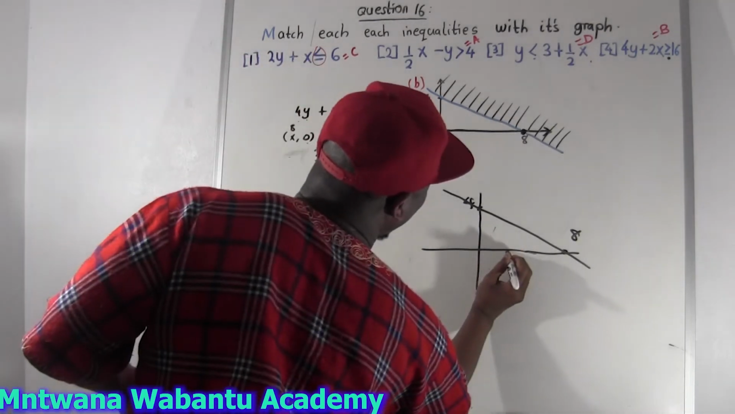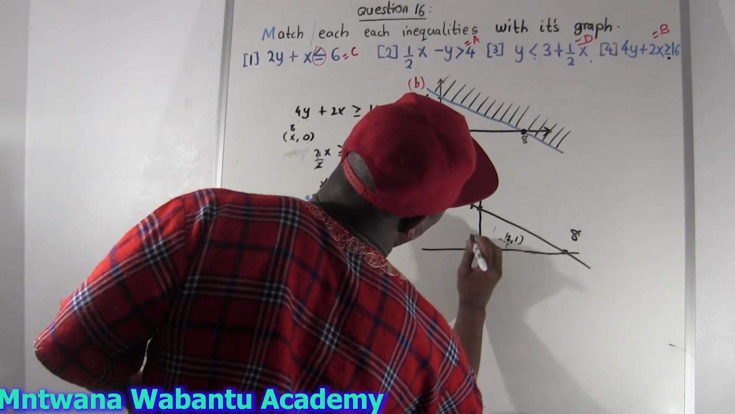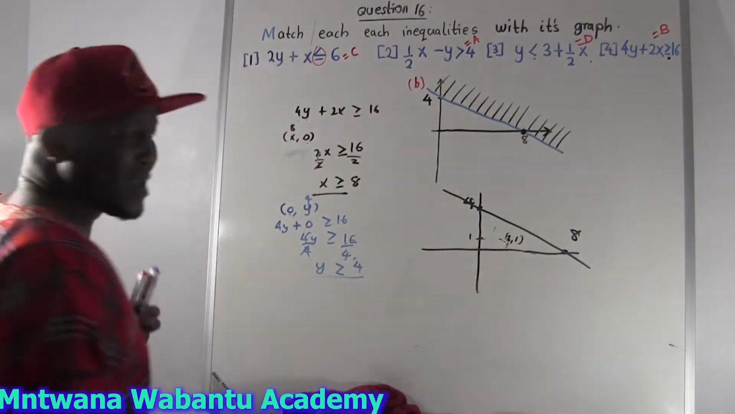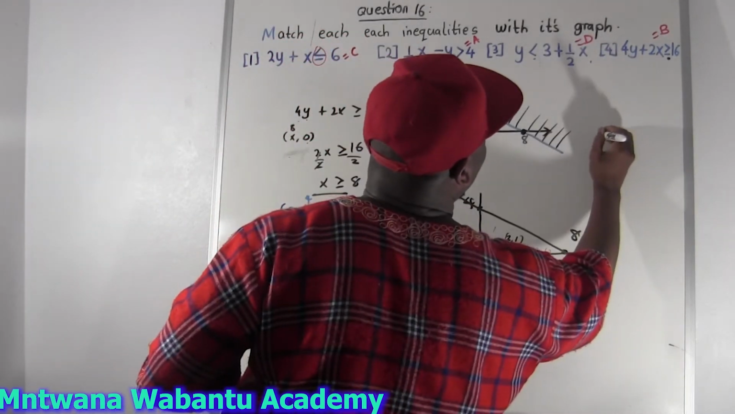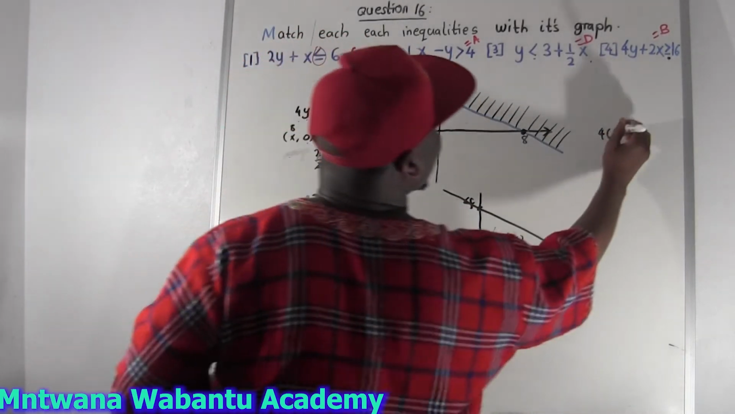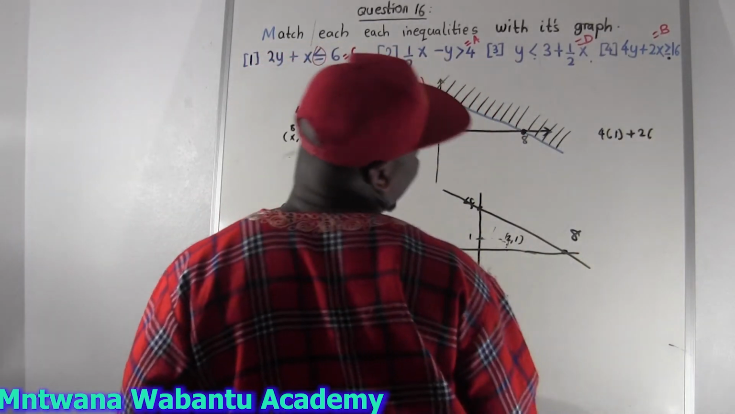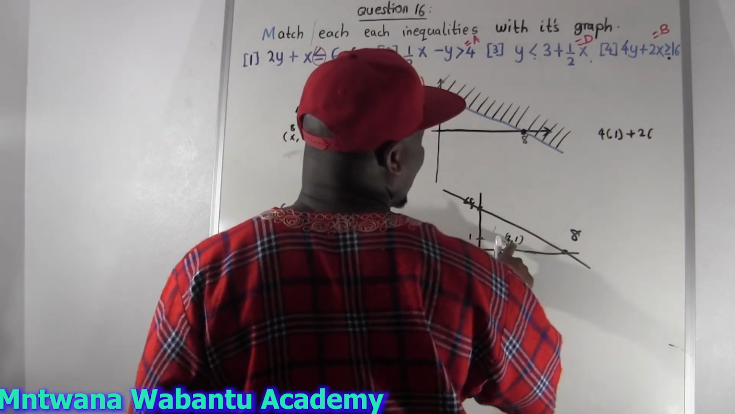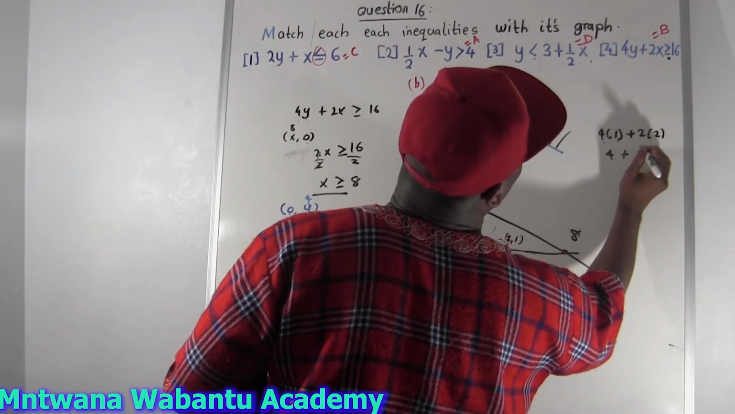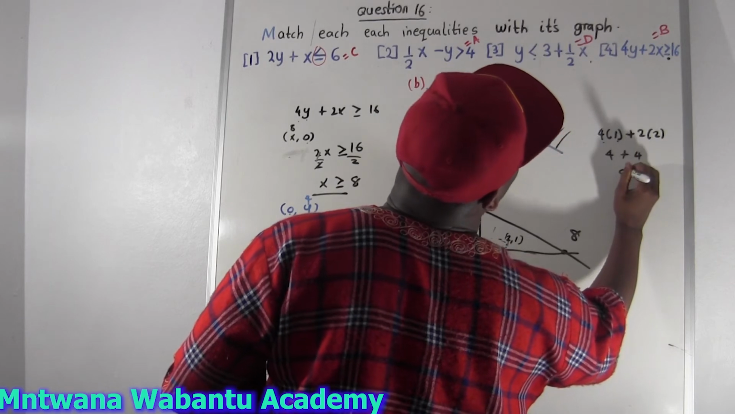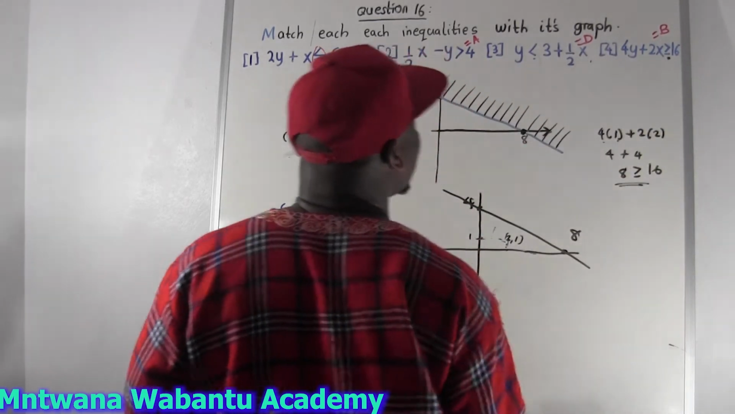Or you can take, let's say, 2 and 1, because x equals 2, y equals 1. But 0, 0 is going to be the easy one. Okay, 2 and 1. So x is 2, and y equals 1, so 4 times 1 equals 4, plus 2 times 2 equals 4, so 8. Is 8 greater than or equal to 16? No, it's not true.